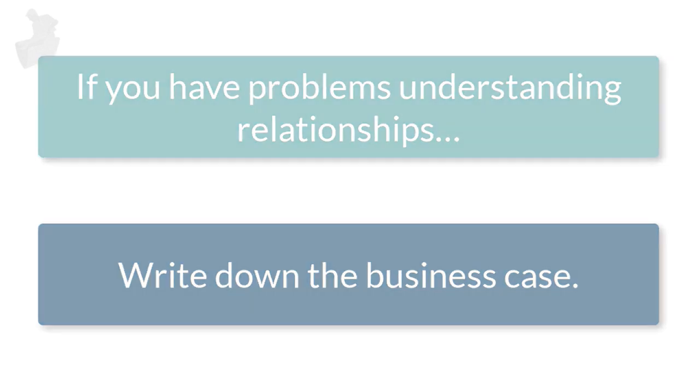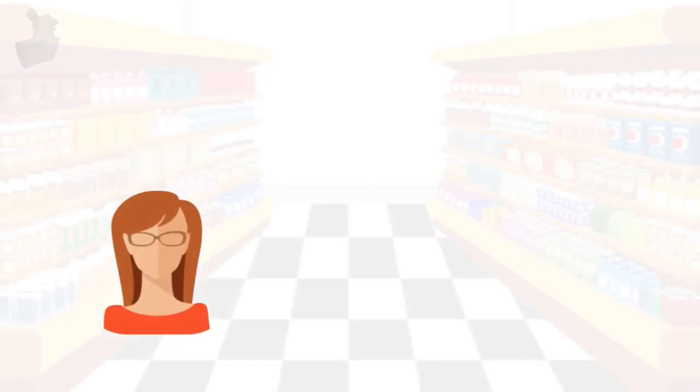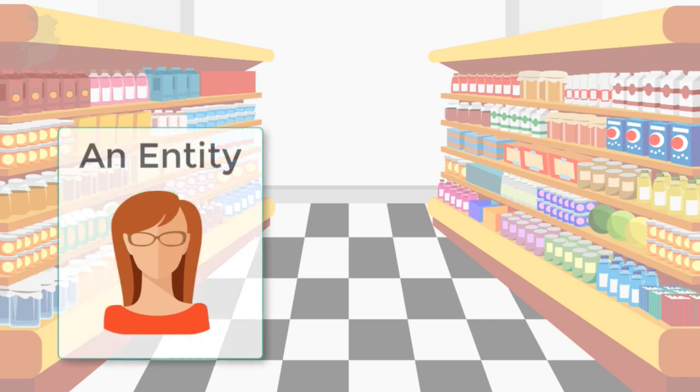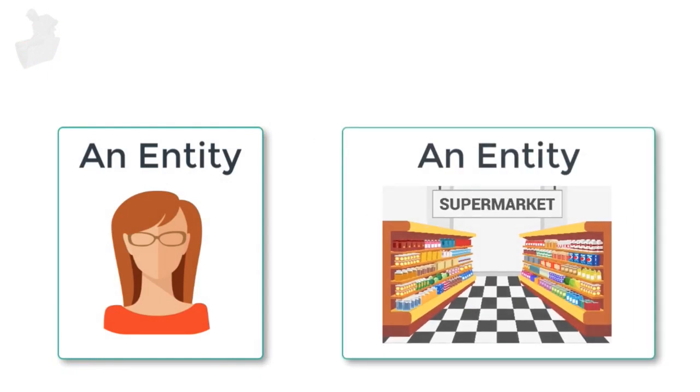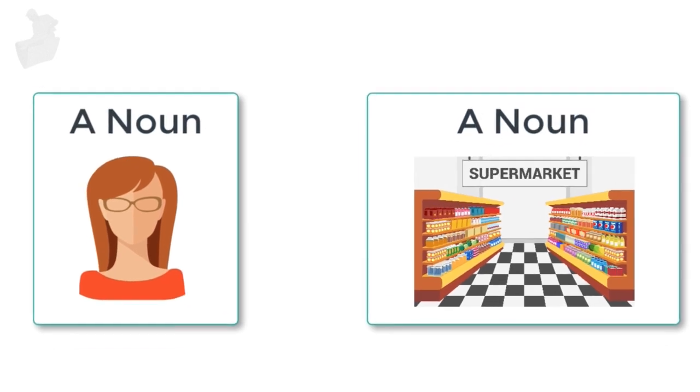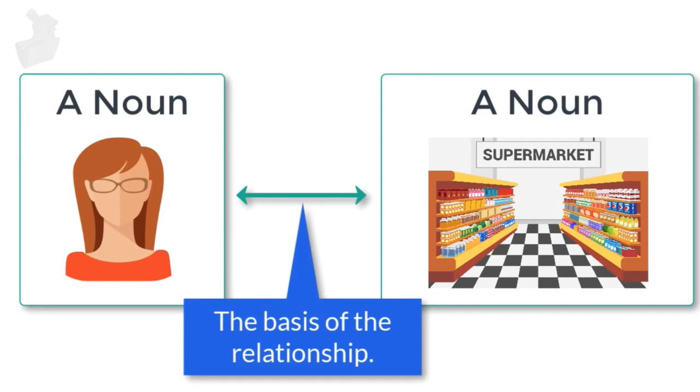Write down the entity. So if you have a person that walks into the store, a business, the person is an entity. It's a noun. It's a thing. And then the store is a thing, or it's a business, or maybe it's a nonprofit. So you have to understand the entities and how they relate. So if a person goes into a store, then the store is a noun, the person's a noun, and their interaction back and forth is the basis of the relationship.